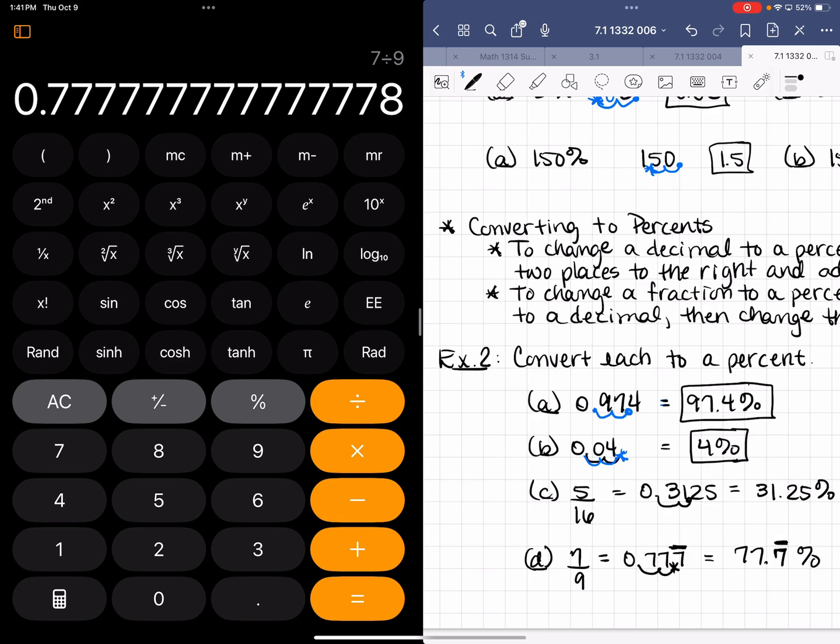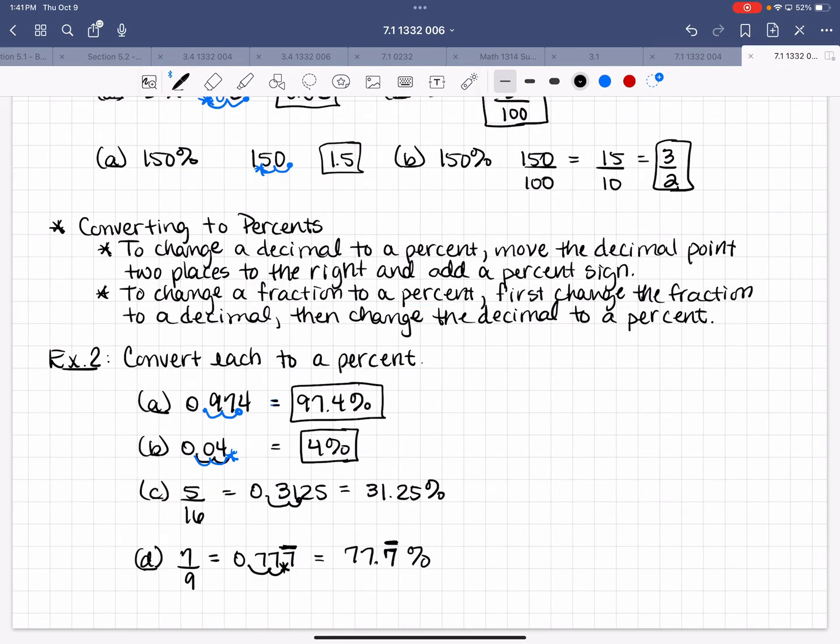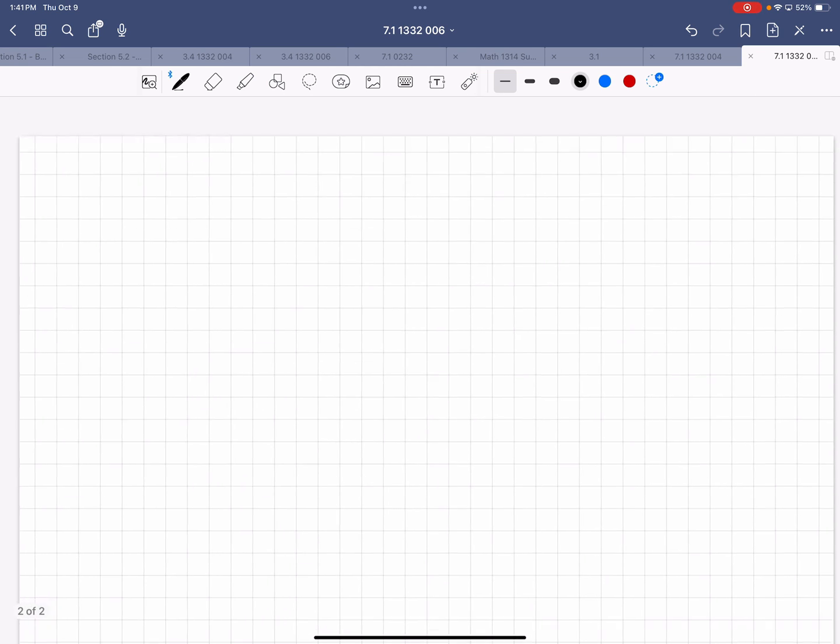All right, let's do a word problem. Let's apply these. I want to go to full screen. It'll pop back over. Okay, we ready? Example 3.